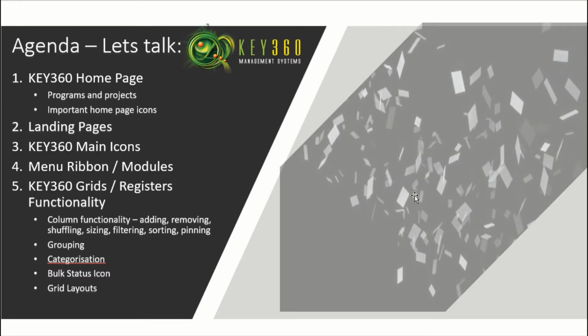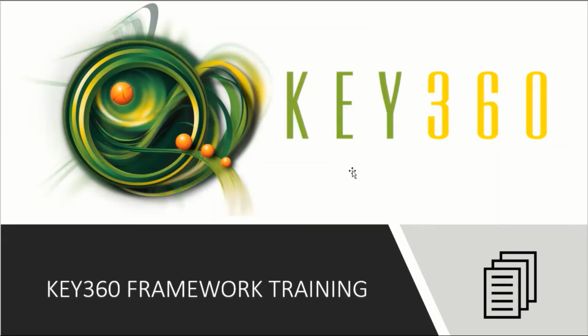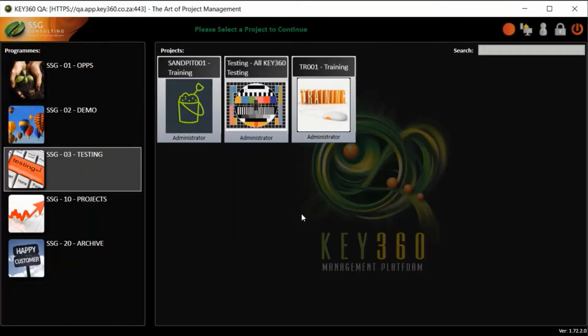We're going to talk about the Key360 homepage, including programs and projects, important homepage icons, landing pages, Key360 main icons, the menu ribbon/modules, and Key360 grid or register functionality, which includes column functionality: adding, removing, shuffling, sizing, filtering, sorting, pinning, grouping, categorization, bulk status icon, and grid layouts. Let's get started and go to our Key360 homepage.